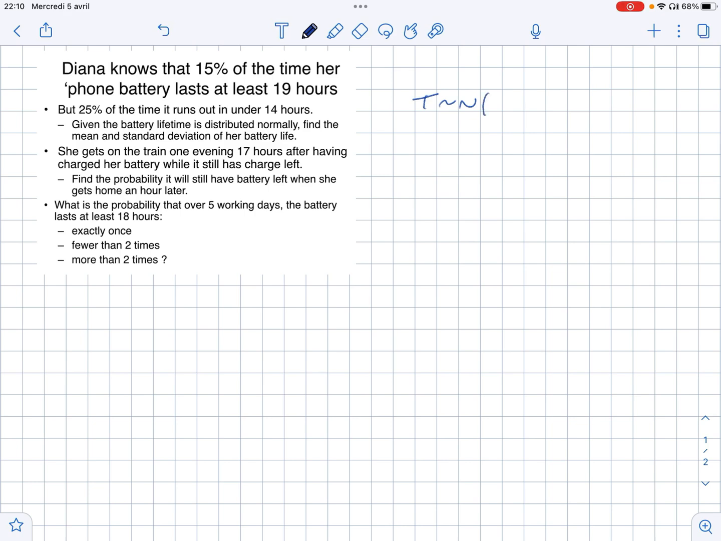T is distributed normally. The mean we don't know, we'll call it mu. The standard deviation and variance we don't know, so we'll call the variance sigma squared. So that's defined it as being normally distributed as it says in the question. Let's draw a nice little Gaussian curve. There's our Gaussian curve. Here we have the mean.